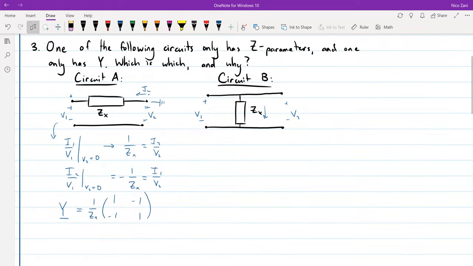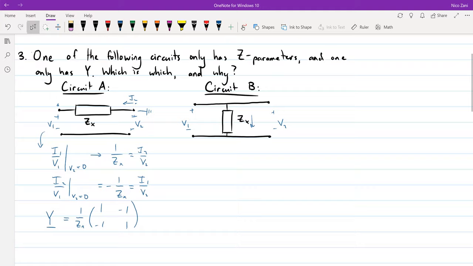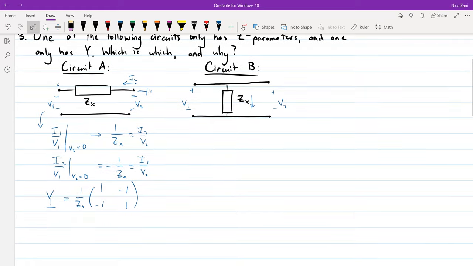Now, as I said before, there's something important that happens when the matrix isn't invertible. What happens when the matrix isn't invertible is that we can't have Z parameters, right? There is a fundamental relationship between our Z matrix and our Y matrix, and that relationship is that our Z matrix is equal to the inverse of the Y matrix, or the Y matrix is equal to the inverse of the Z matrix.